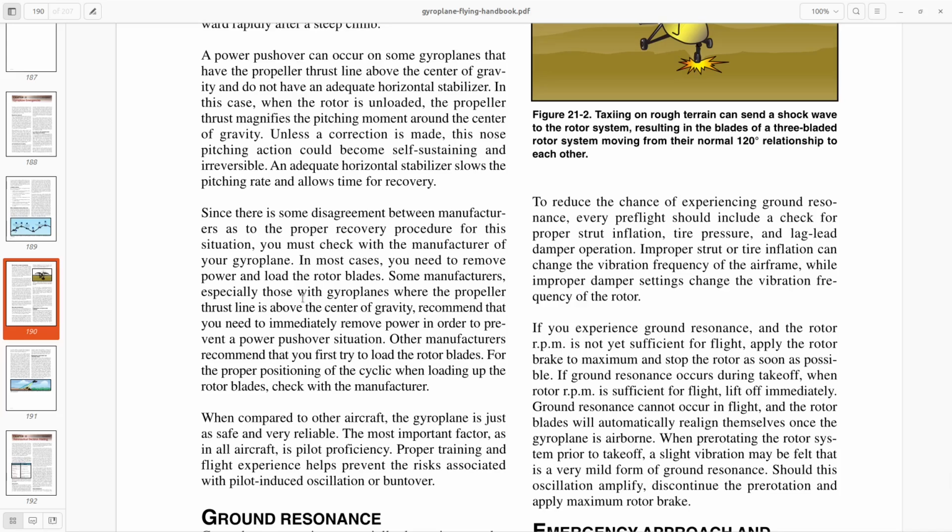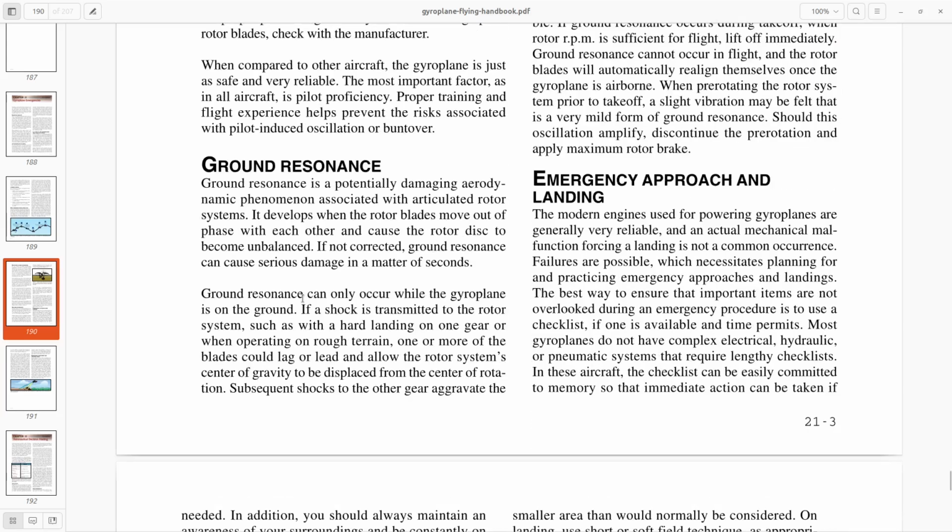Some other emergencies they discuss: ground resonance. And here's the thing about ground resonance. It doesn't occur in two-bladed semi-rigid rotor systems, which is universally what you're going to find for pretty much any gyro that you're likely to be flying.